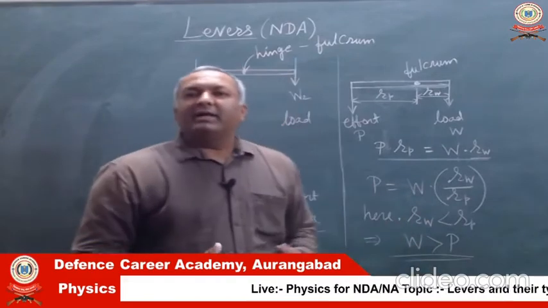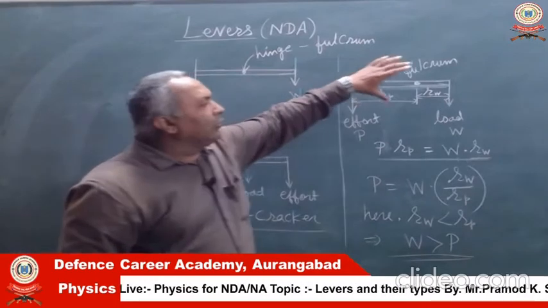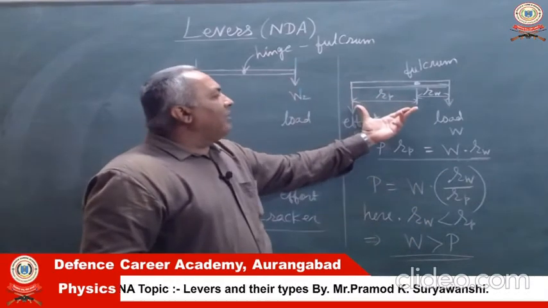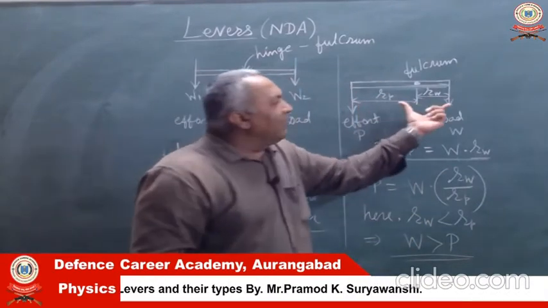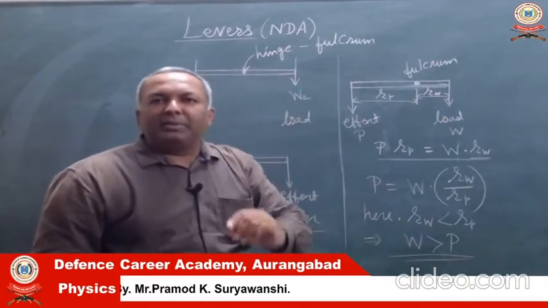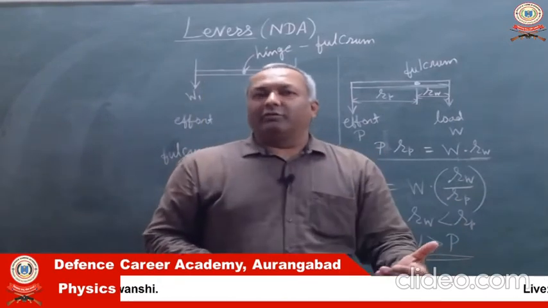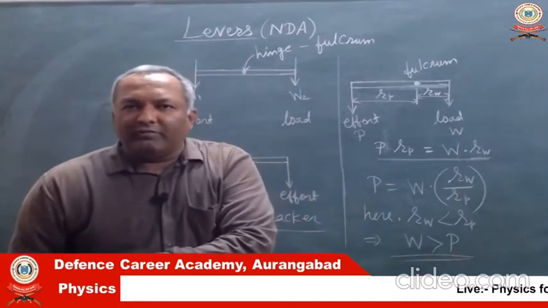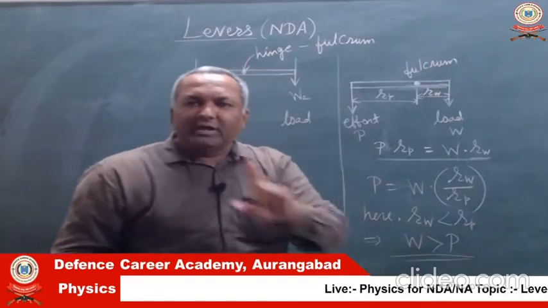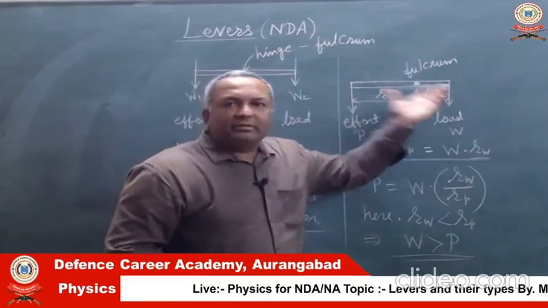How come load is greater than effort? Meaning that here a smaller force can be used to lift a larger load. Why? Because the moment arm of the effort is greater than the moment arm of the load. So, a simple shortcut that we can use to generate larger force. It's like you apply only 100 Newton force as effort, but on the other end, you generate 1000 Newton force simply by making this 10 times greater than this.